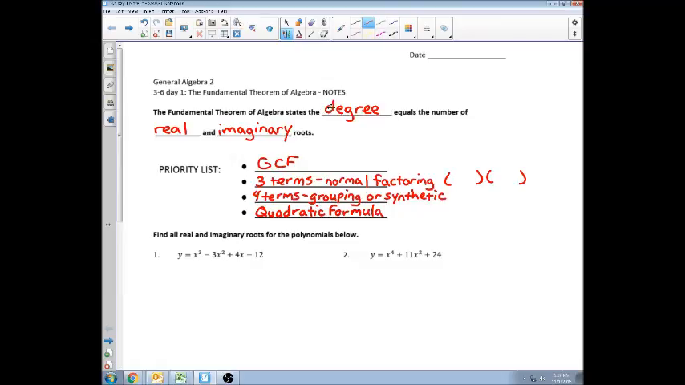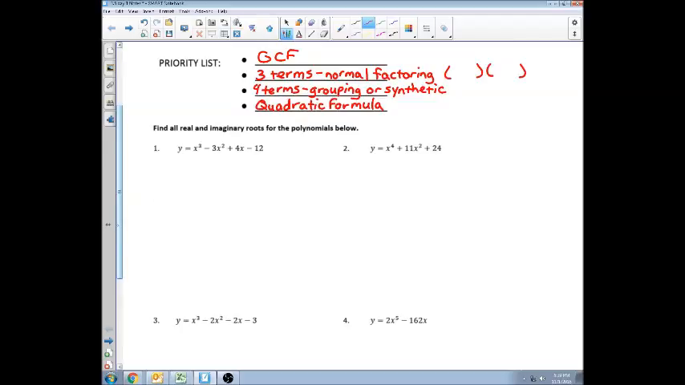Now we have done all these things this year. In fact, that's basically what we've been doing for the most part for the last couple weeks. All right. So we need to find all real and imaginary roots of the polynomials. Basically what this is telling us is we are going to solve each polynomial. All right. So first, we want to look for a GCF. Well, there is no number in front of x to the third. There is no x behind 12, so there is no GCF. All right. The next thing is if we count the number of terms, we have 1, 2, 3, 4 terms.